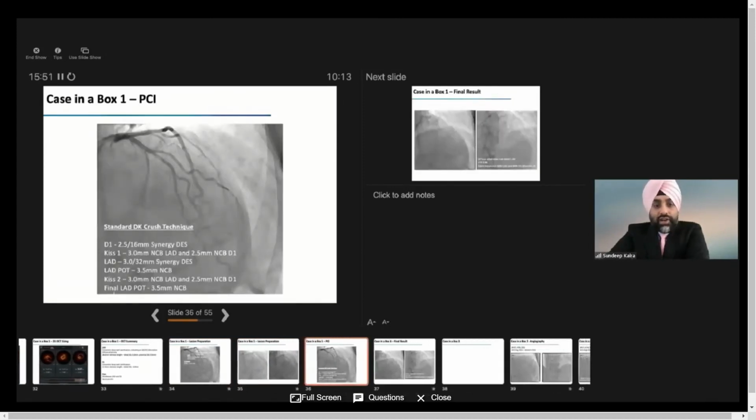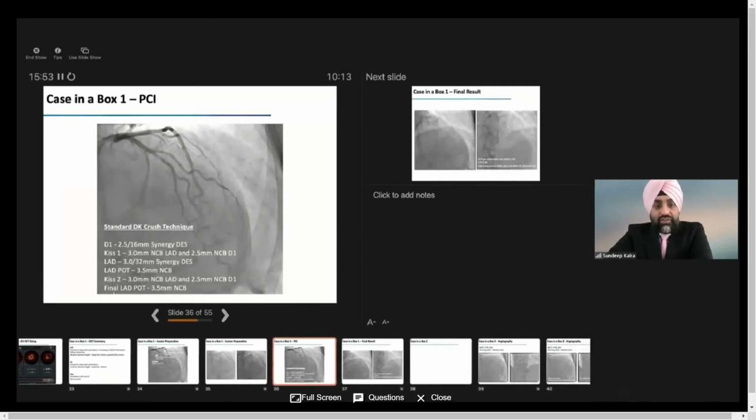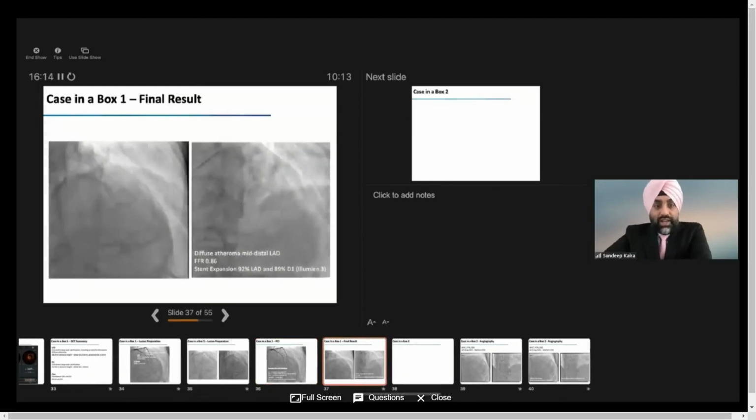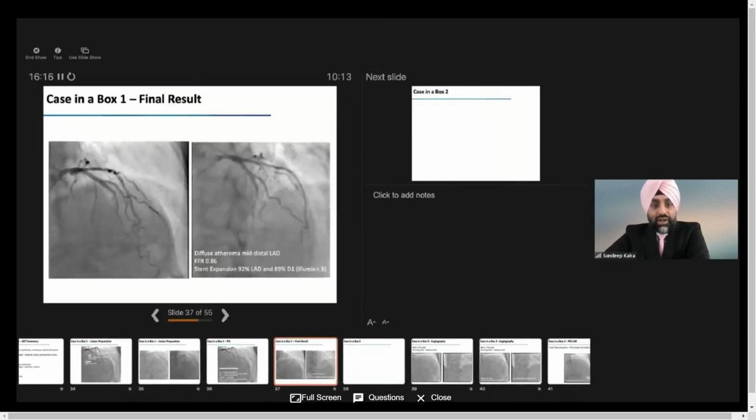So, standard DK crush technique: a 2.5 by 16 millimeter Synergy drug-eluting stent in the first diagonal, a first kiss, a second stent in the LAD, a 3.0 by 32 millimeter Synergy drug-eluting stent, proximal optimization of the LAD stent with a 3.5 millimeter non-compliant balloon, a second kiss, and then a final POT of the LAD with a 3.5 millimeter non-compliant balloon. And this is the final angiographic result here.